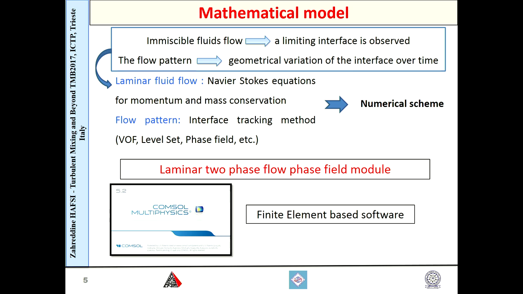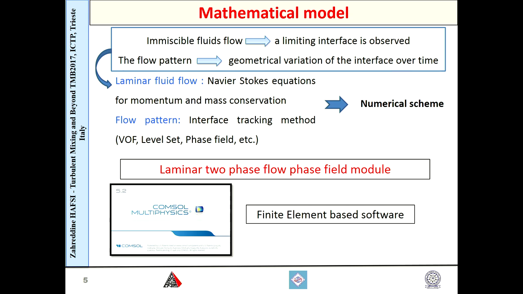So what we'll use is a laminar fluid flow. Laminar fluid flow can be solved using the Navier-Stokes equations for momentum and mass conservation. That will give us an idea about the pressure and the velocity of the fluid. But we want to track the interface. That means we want to see the different patterns that happen. That means we need an interface tracking method as well, like volume of fluid, level set, or phase field. For our case, we'll use the phase field method.